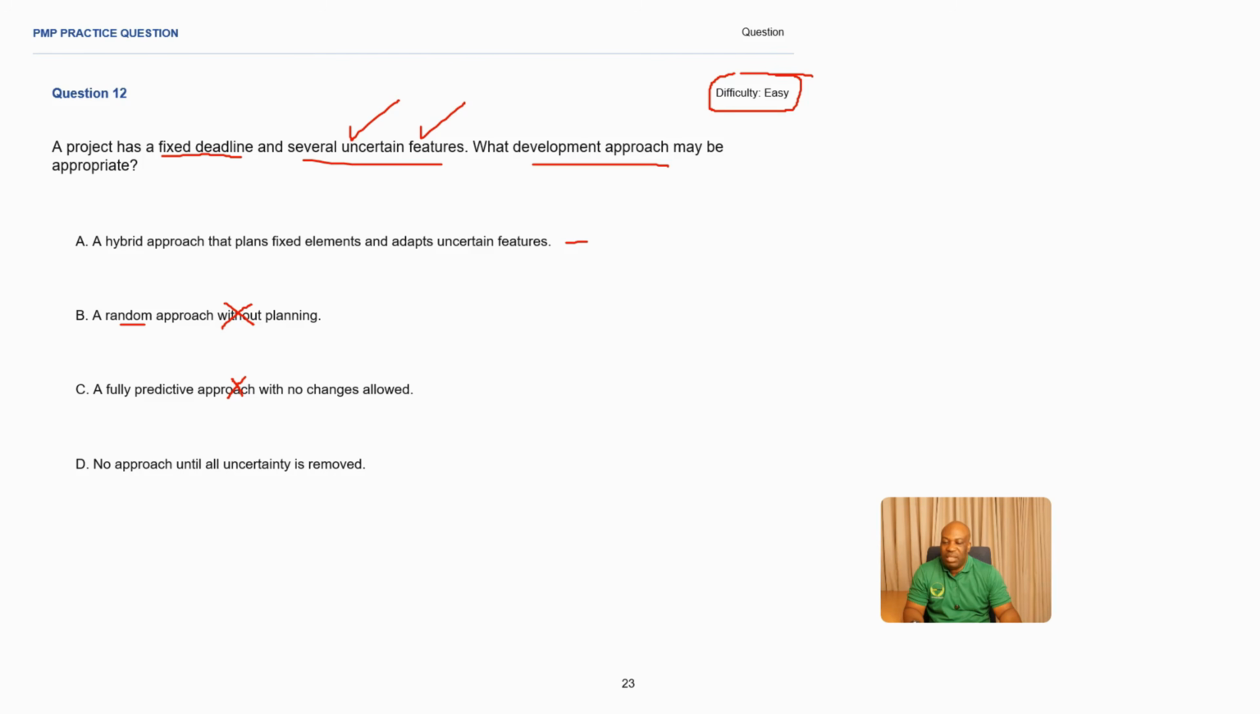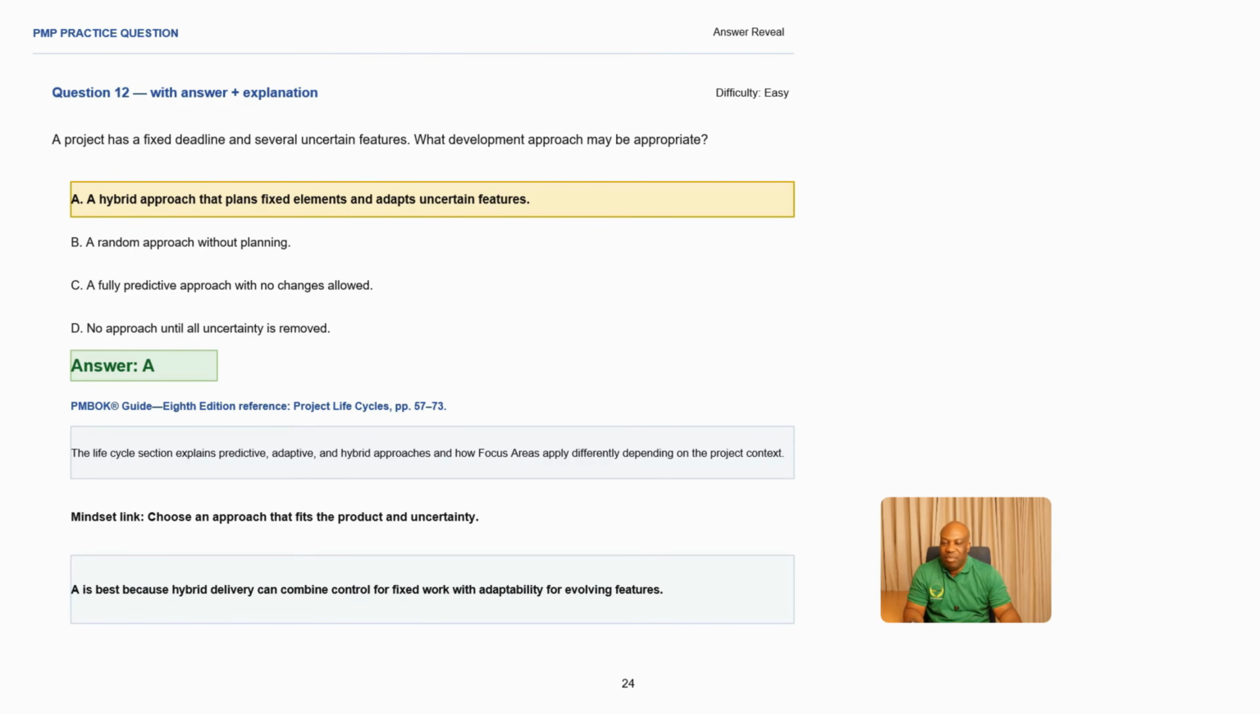No approach until uncertainty is removed. You are not going to do any development approach. So this is also going to delay the project. Eliminating this answer straight away. So making A the best answer in this scenario. So a hybrid approach that plans fixed elements and also adapts uncertain features. So hybrid, in this case, it's most likely going to be a combination of predictive and also agile. So predictive is going to address the fixed deadline, okay? And then adaptive or agile is going to address the uncertain features that we have here.